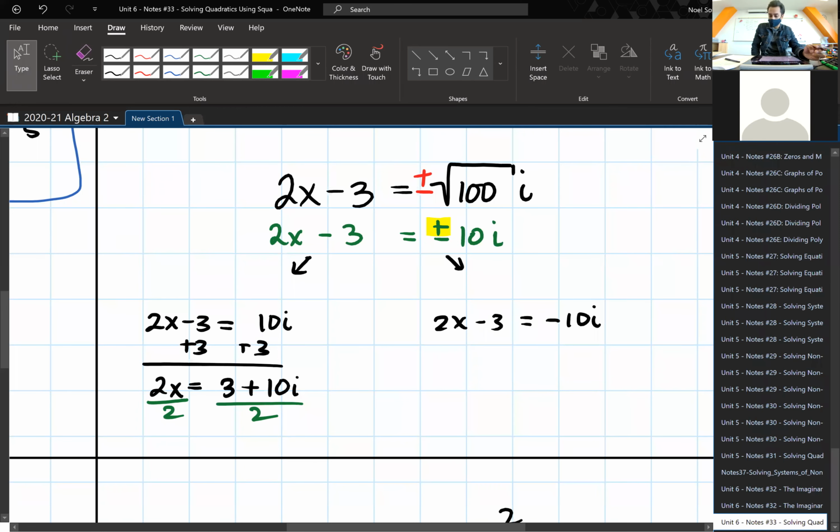So there was a debate as to, do we turn that 10i into a 5? The answer is yes, because if I divide both sides by 2, it's also the same thing as saying I'm going to divide each of the terms by 2. Okay? So that gives us x is equal to 3 over 2 plus 10 divided by 2 is 5. So we have 5i.